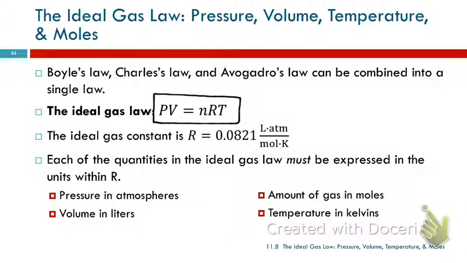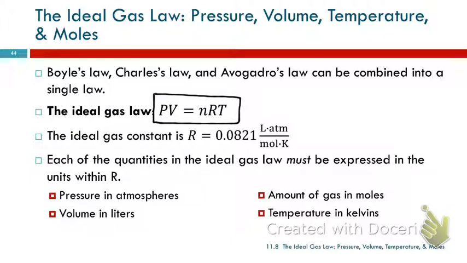So here we have pressure, volume, amount of gas in moles, and the temperature, and then we have one extra letter in here, and that's R. R is a constant to make this equal instead of just a proportionality. So the ideal gas constant, R, is equal to 0.0821, and it's got really weird looking units: liters times atmospheres divided by moles times Kelvin.